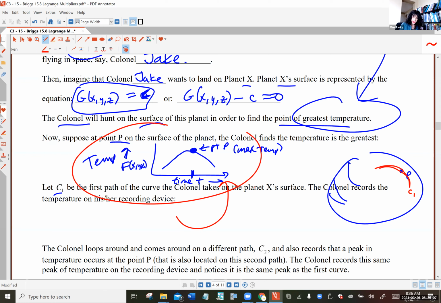Now, what about a different curve? Let's say Colonel Jake goes, I'm not really convinced that this is really the warmest place on this planet. I'm going to do a different path, some other C2 path. And he finds that on that path, this point P is still the max. On the recording device, once again, here's time t, here's the temperature function, which is big F. At some time, he records, once again, point P giving this max on the second curve.